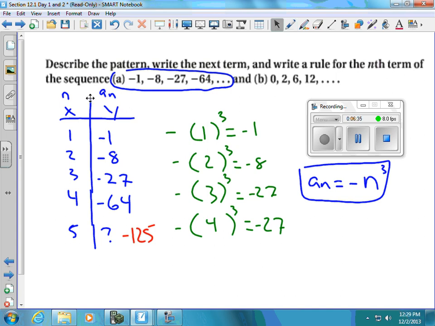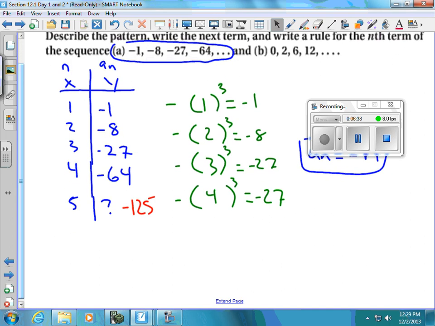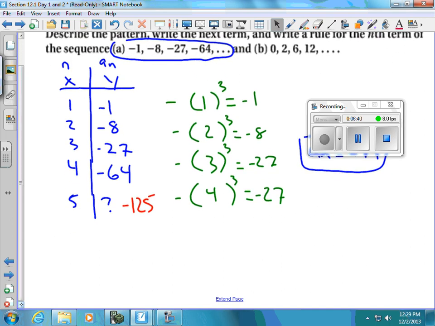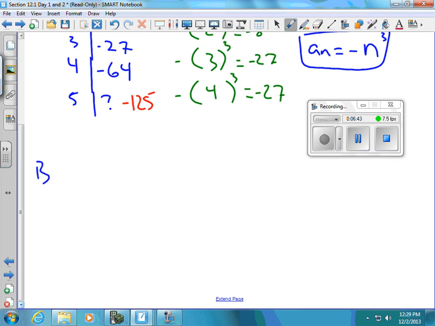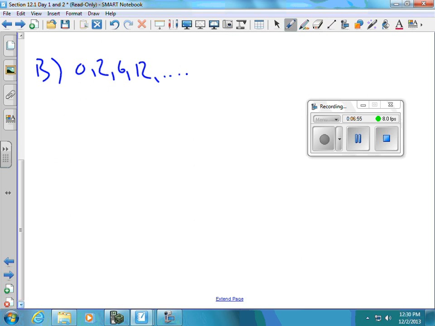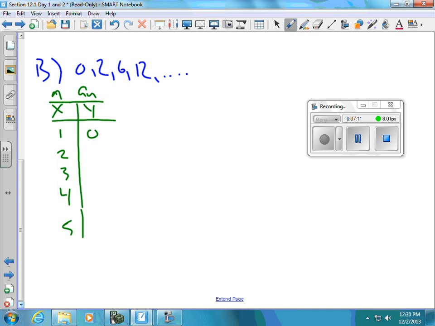Okay? Let's look at part B. 0, 2, 6, and 12. So for B, it's 0, 2, 6, and 12. So, same thing, I always start out this way. We're not told what type of pattern this is. We make an XY input table, or an A sub n table. So we have 1, 2, 3, 4 terms again. We're going to predict what the fifth term is, also what the next term is. The first term is 0, the second term is 2, the third term is 6, the fourth term is 12.